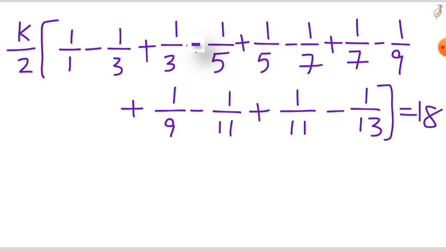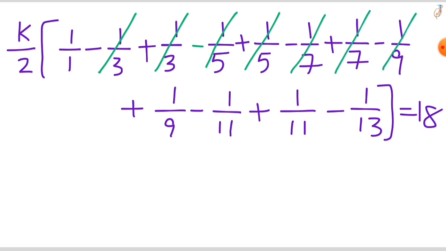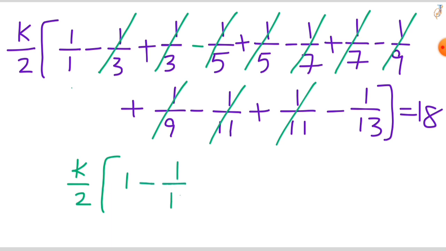Now see here, minus 1 over 3 and plus 1 over 3, minus 1 over 5 and plus 1 over 5, minus 1 over 7 plus 1 over 7, minus 1 over 9 plus 1 over 9, minus 1 over 11 plus 1 over 11. All get cancelled. Then you are left with k over 2 times 1 minus 1 over 13, that is equal to 18.